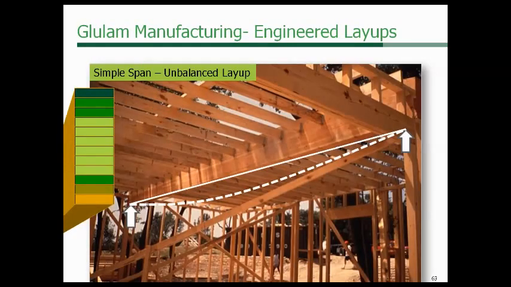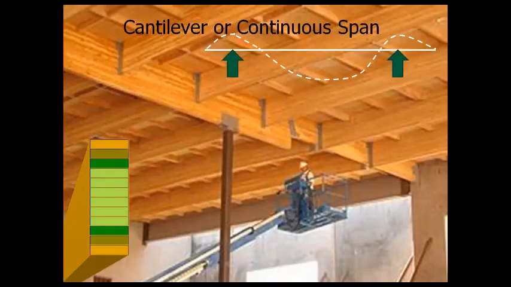So here's an example of a simple span glulam. Pretty straightforward, right? It's just a girder with joists framing into it. And in this one here, you can see with the post in the middle of the picture, this would be a continuous span, so you would need to use a balanced layup in this situation.